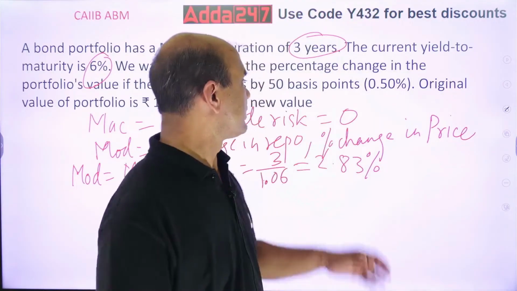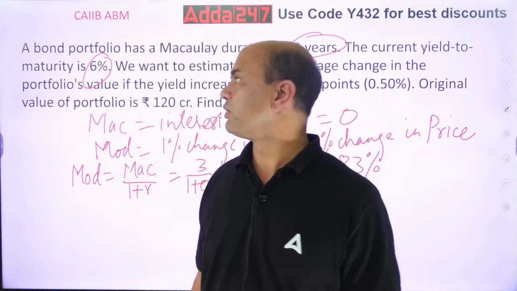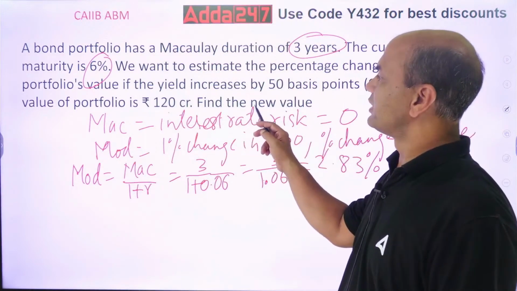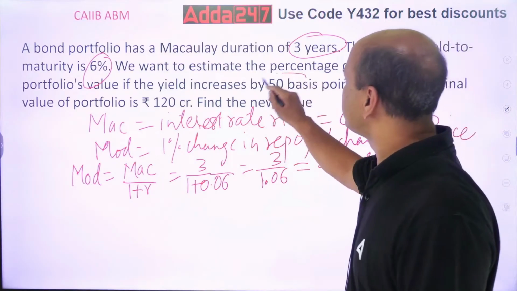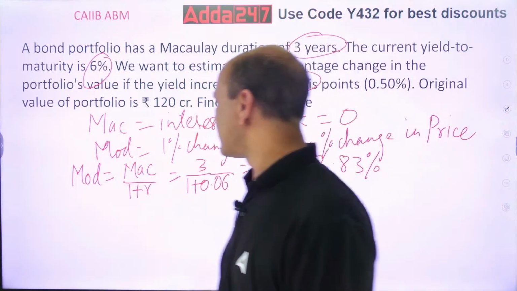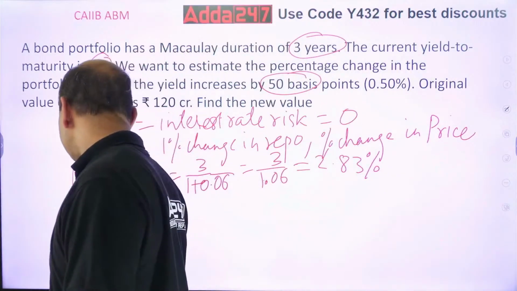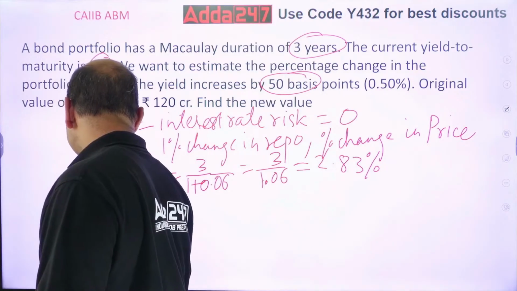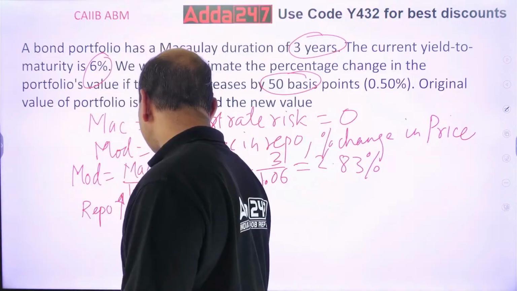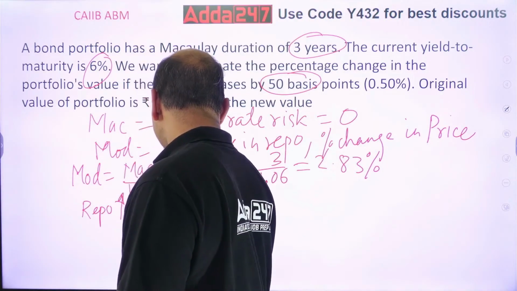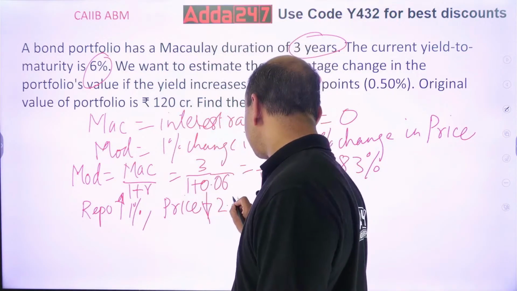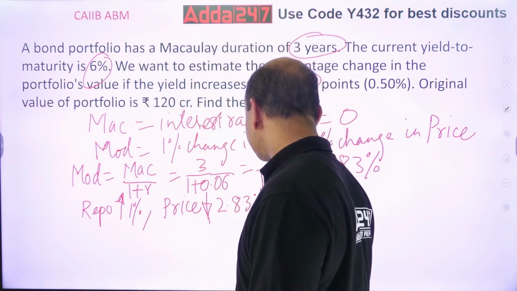Okay. So now what is given? We want to estimate the percentage change in the portfolio's value if the yield rises by 0.5 basis points. So now understand this. If repo rises by 1%, my price will fall down by 2.83%, right? Yes, 2.83%.